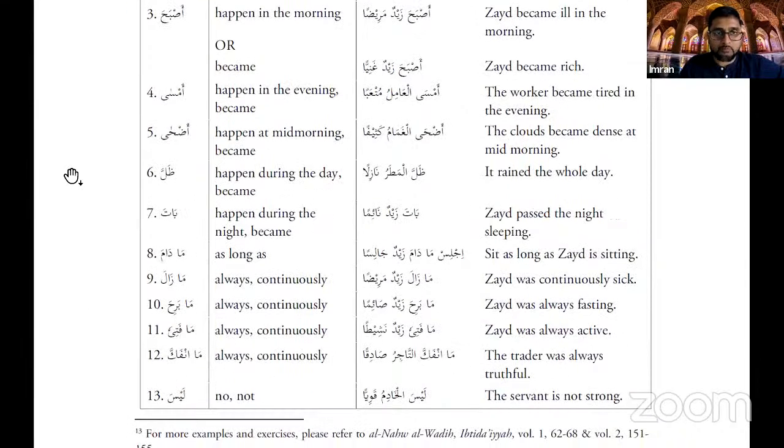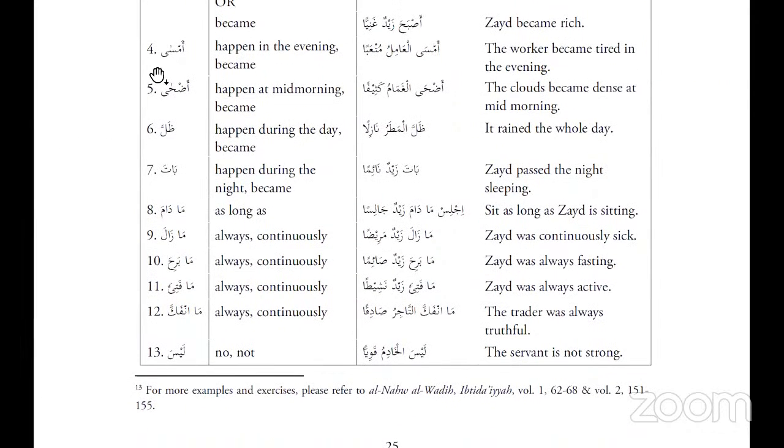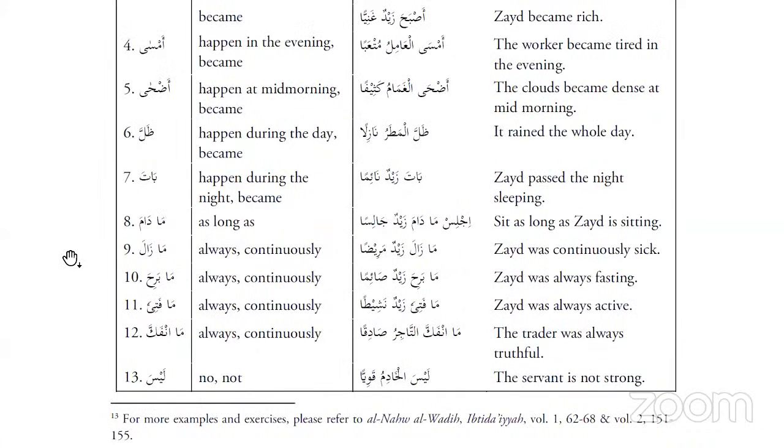Assalamu alaikum wa rahmatullah. Assalamu alaikum, Sheikh. 4, 5, and 6. Amsa, happening in the evening or became. Amsal amilu mut'aban, the worker became tired in the evening. So amilun is the ismu amsa, and mut'aban is the khabar of amsa.